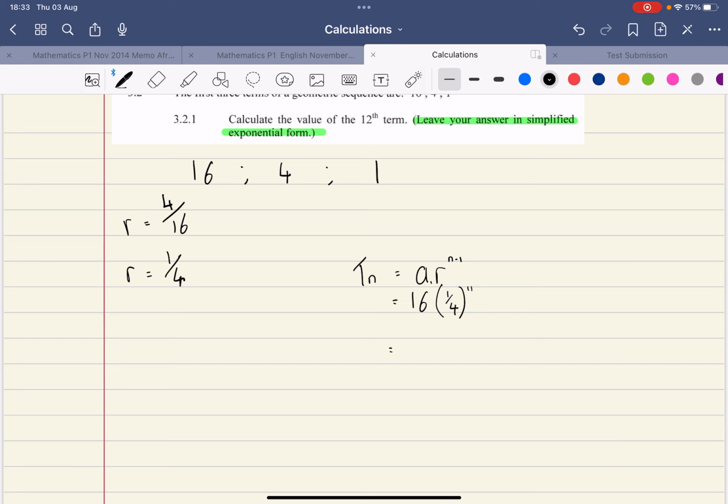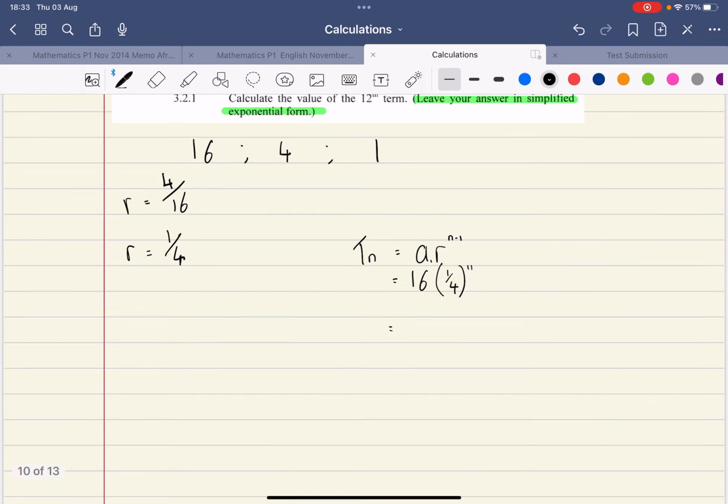And they want it in simplified exponential form. What that means is they don't want us to punch it in on a calculator and give it in decimals. So this will be 4 to the 2 over 4 to the 11, because 16 can be expressed as 4 to the power of 2. And here's something very important.